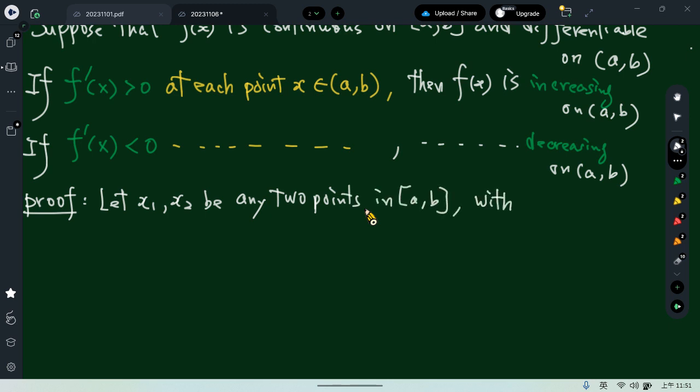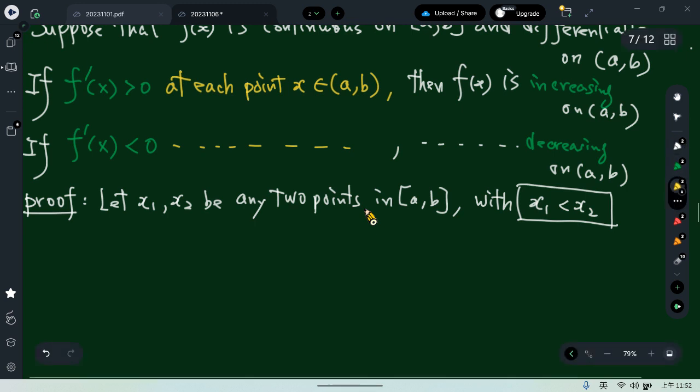We can assume S1 is less than S2, right? We can do that because if I pick S1 and S2, and S1 is different from S2, we can assign S1 as the smaller one and S2 as the larger one. Okay, so we assume S1 is less than S2.